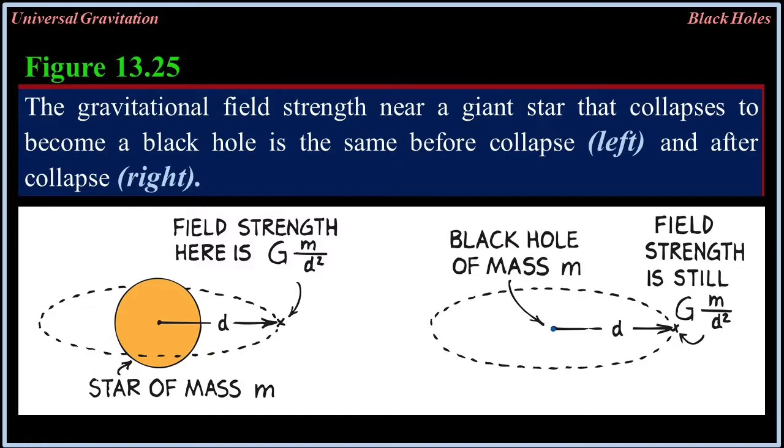When a massive star collapses into a black hole, there is no change in the gravitational field at any point beyond the original radius of the star. The gravitational field near the black hole may be enormous, but, as shown in Figure 13.25, the field beyond the original radius of the star is no different after collapse than before. Figure 13.25. The gravitational field strength near a giant star that collapses to become a black hole is the same before collapse (left) and after collapse (right).